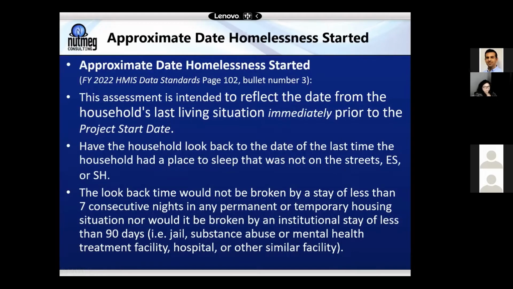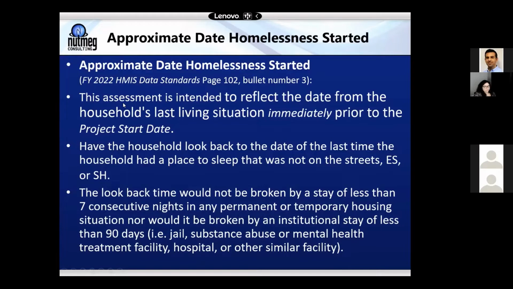Okay, so approximate date homelessness started. I actually updated this. So Hanny, if you did send out the PowerPoint, I'll send out this updated one with the location in the 2022 data standards. It's actually page 102 of that data standard, and bullet number 3 gives you the detail you need.